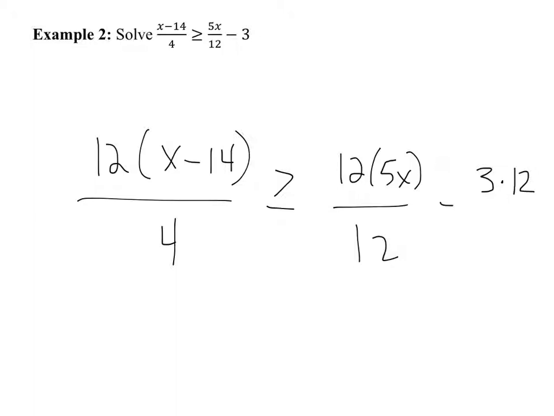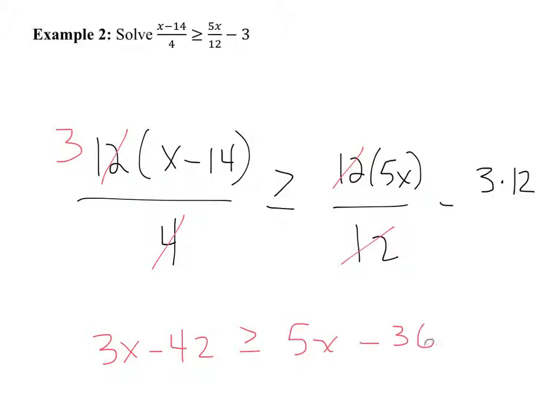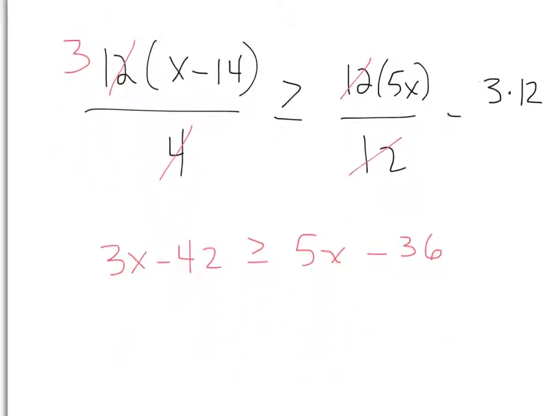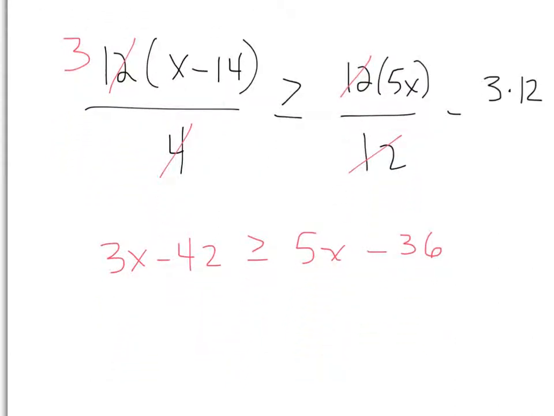The first term, we get 12 over 4 reduces to just simply 3. So this is now 3x minus 42. Then the 12 cancels with this 12 right here, leaving me just a 5x, and 3 times 12 is 36. Now we have an inequality. Go ahead and solve this inequality, please. See what you get as a result.